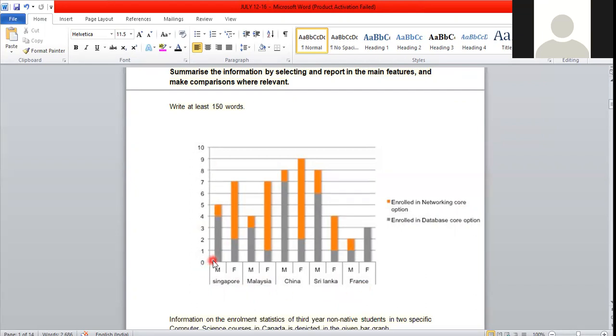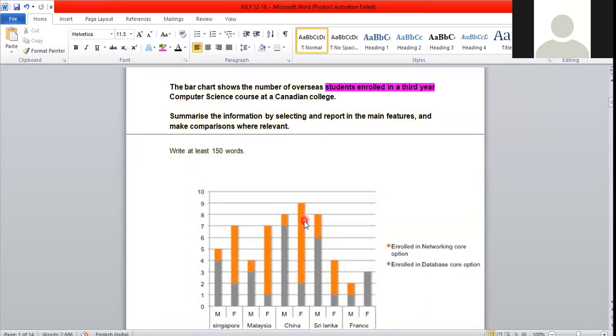See, if I take an example, there are five male students, four of them study database core. So if I take this option for Chinese female students, there are nine students. Of these nine students, only two were enrolled in database core. Rest all enrolled in networking core. So this is what we can see there.